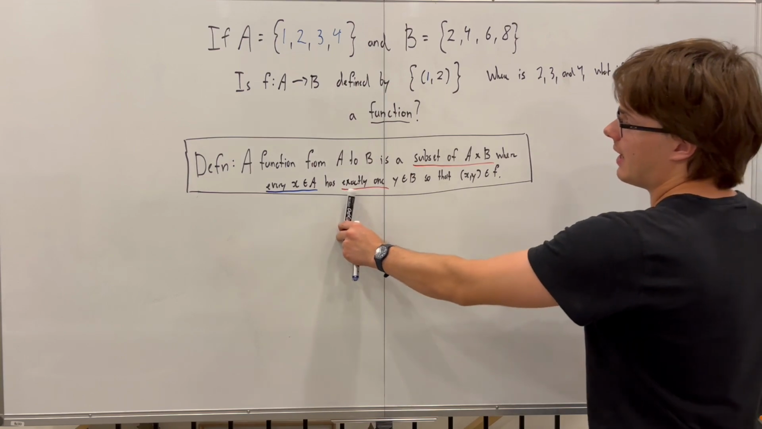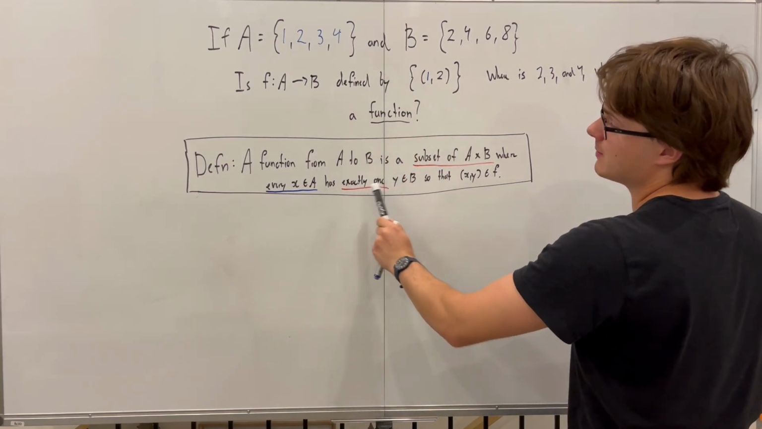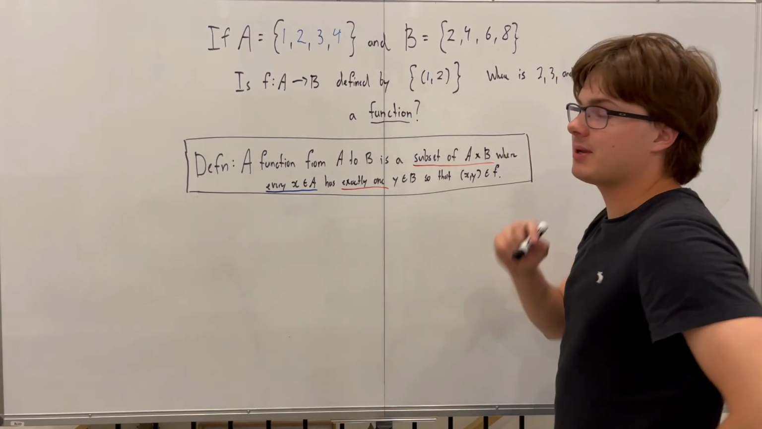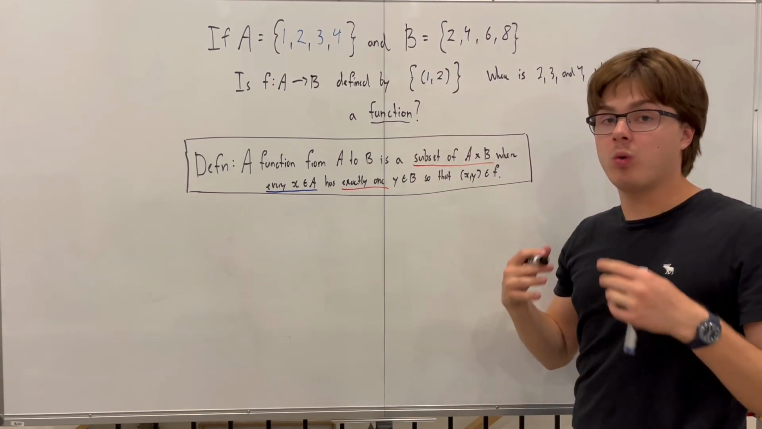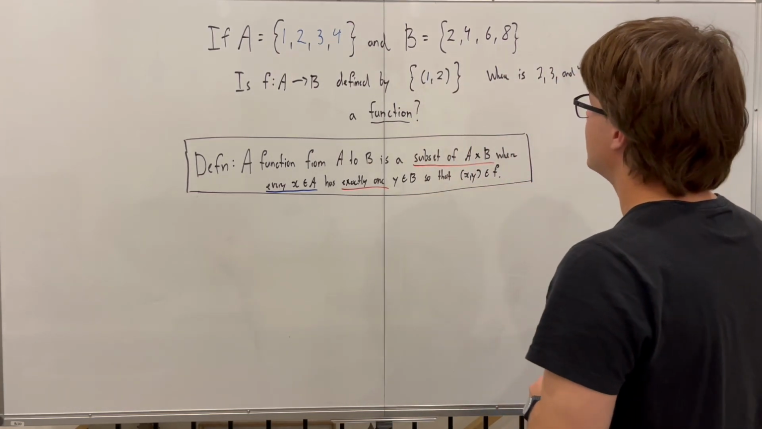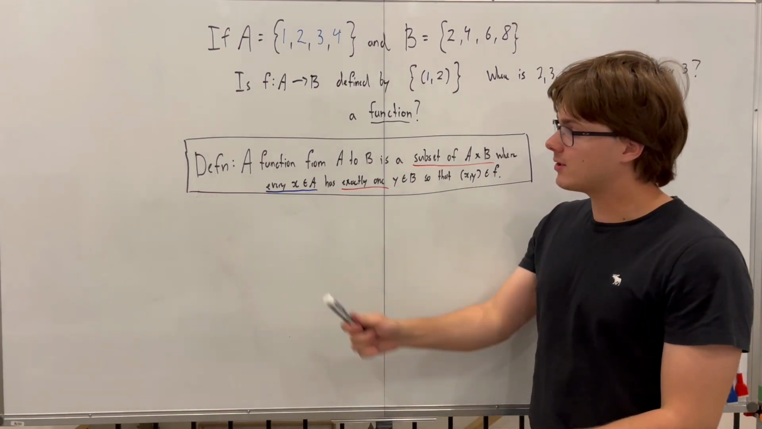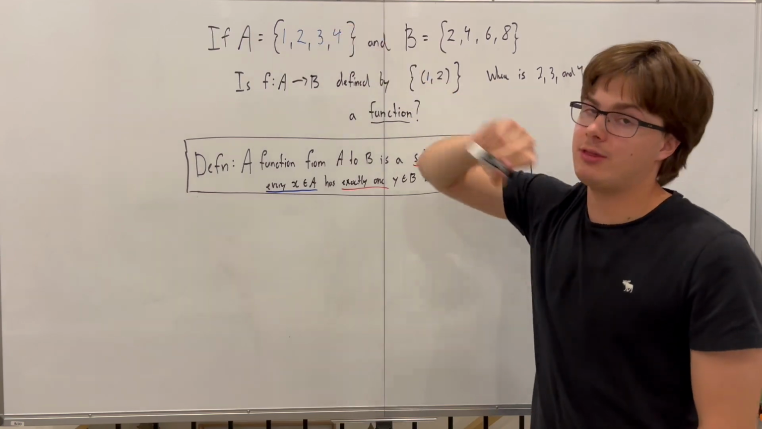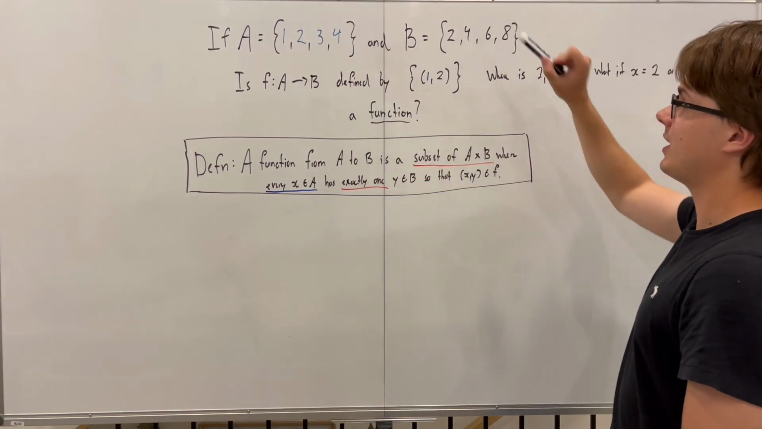Finally, every element that is being mapped is mapped only once. Well, this is true because 1 only appears once here and 1 only goes to one element in our B. So this is not a function because it breaks our second condition, because we are not mapping everything in our domain to something in our codomain.